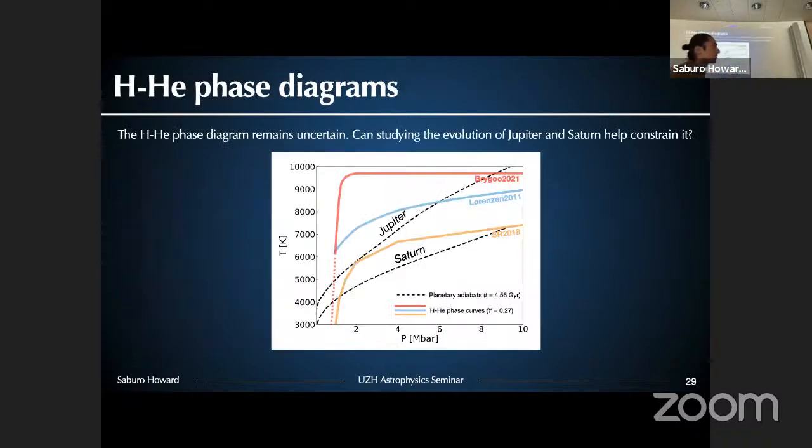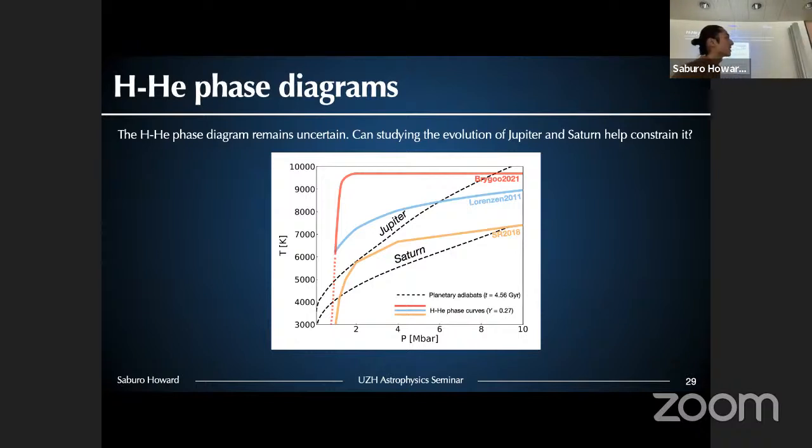But the thing is that the phase diagram of hydrogen and helium remains quite uncertain. And here, this figure shows 3 different existing phase diagrams with 3 different colors. So the red one is from an experiment, and the blue and orange ones are from numerical calculations. And so you see that you have a discrepancy of a few thousand K between those curves that predict the demixing of hydrogen and helium.